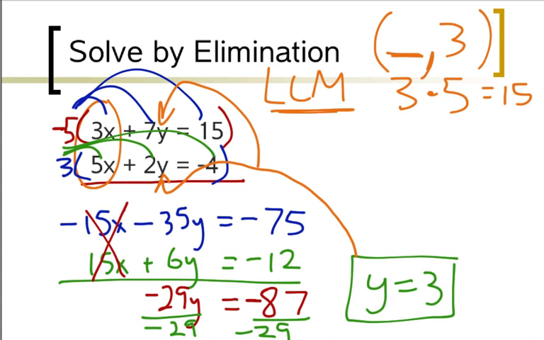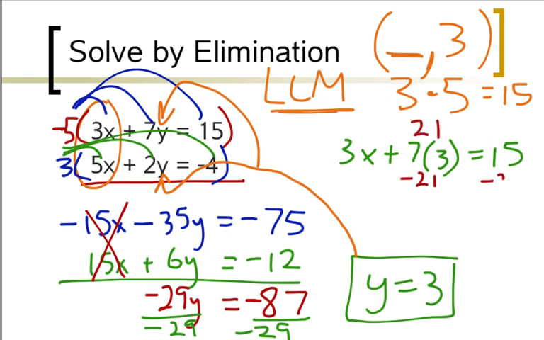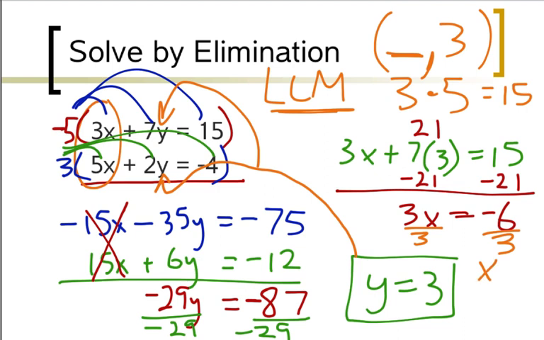Okay? So let's go ahead and plug it into the top equation. I got 3x plus 7 times 3 equals 15. Okay? So I get my 7 times 3, which gives me 21. And I'm going to subtract 21 to the other side, which means I get 3x equals negative 6. And then I just divide by 3, and I'll get x equals negative 2, which means my final answer is negative 2, 3.